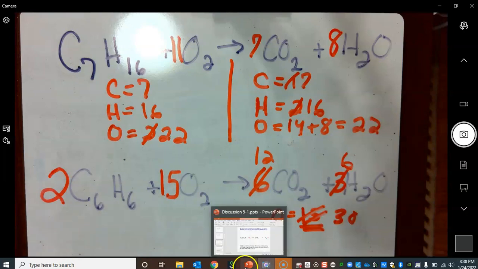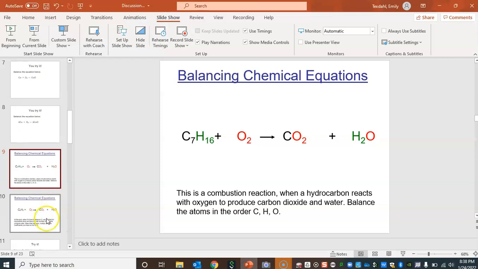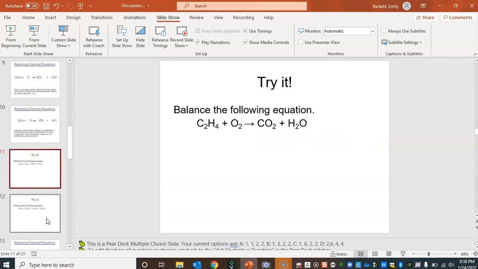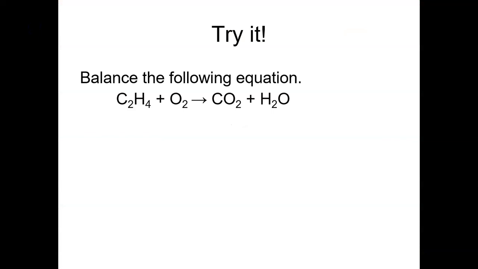You're doing it correctly. All right, so those are the ones that tend to take the most practice for people. So that may be something that when I'm back in class, you may need to get a little extra help on. All right, so I want you to pause for a minute and try to balance this combustion equation, again, using the same order, carbon, hydrogen, and oxygen. And when you're ready to see the answer, you can just press play.